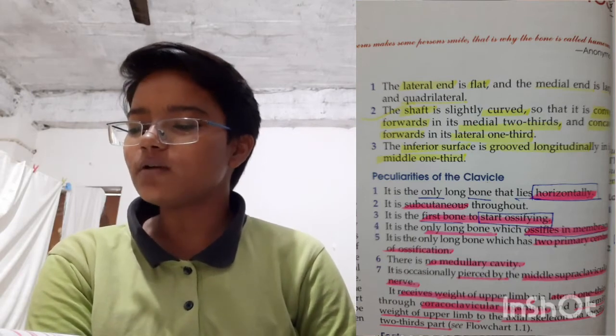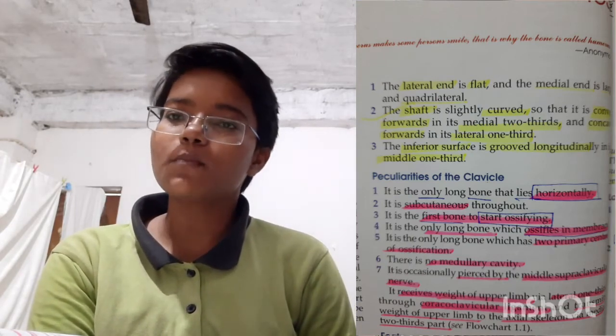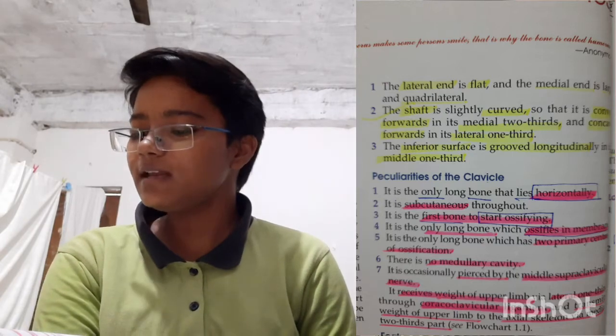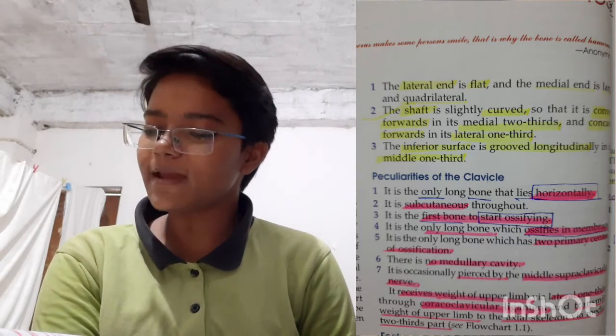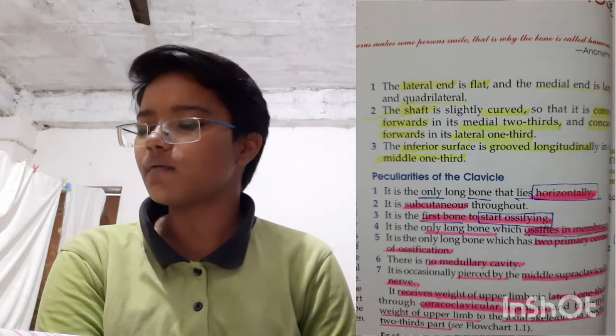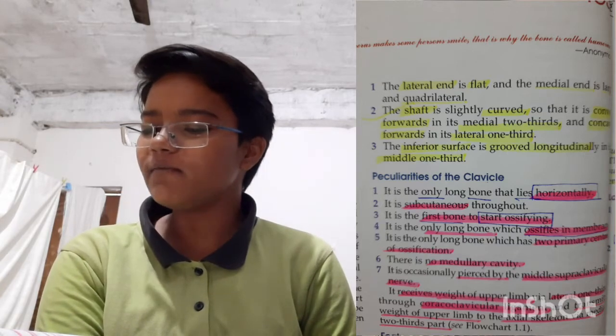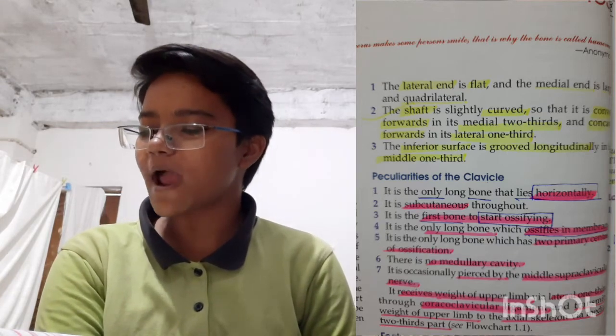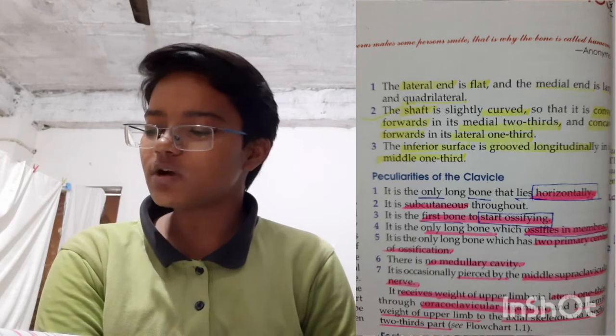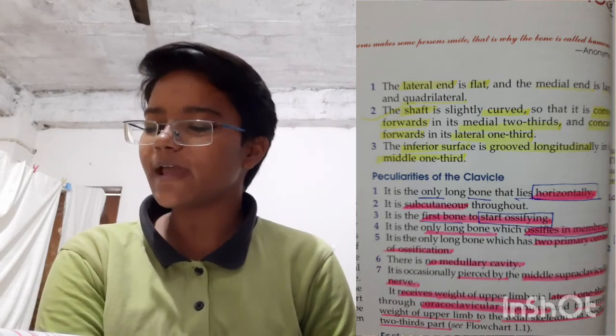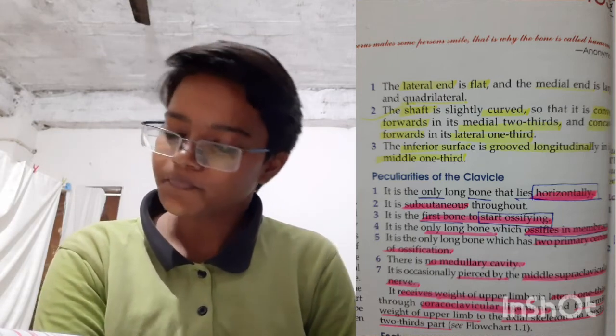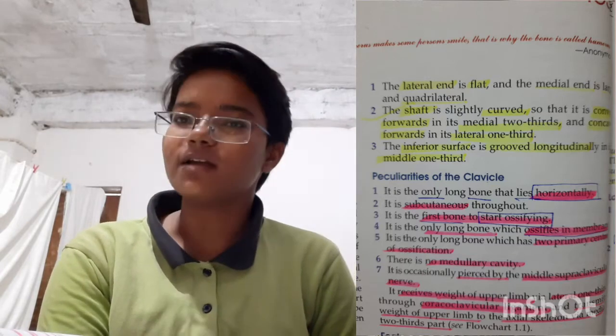There is no medullary cavity, means no bone marrow. It is occasionally pierced by the middle supraclavicular nerve. It receives the weight of the upper limb via the lateral one-third through the coracoclavicular ligament and transmits the weight of the upper limb to the axial skeleton via the medial two-thirds part.